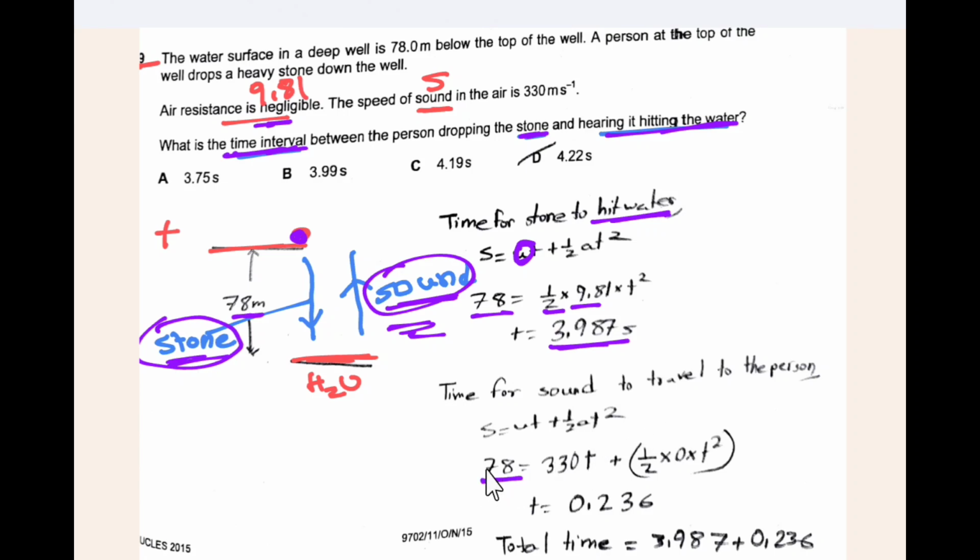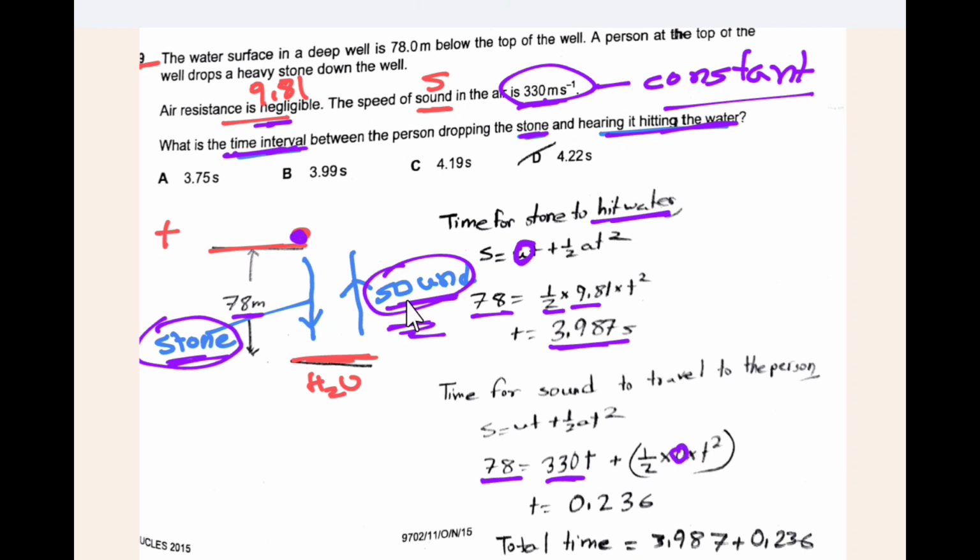We know the value of S, that is 78, and initially sound must have some speed. Since the speed of sound is given, the speed of sound is also constant, so it has a speed of 330 and time plus half at square. And as I have mentioned that sound travels at a constant speed, since it travels at a constant speed, its acceleration must be 0.